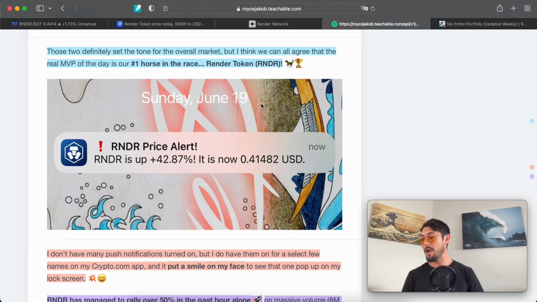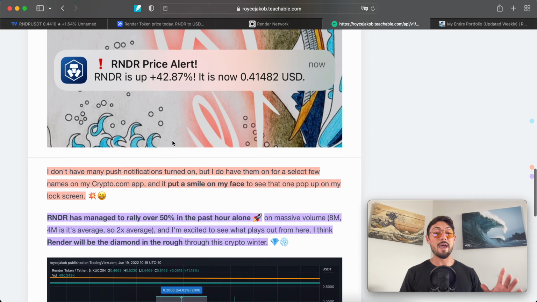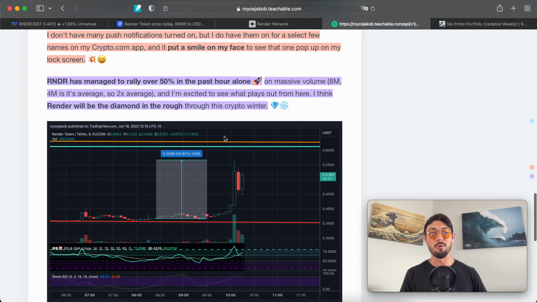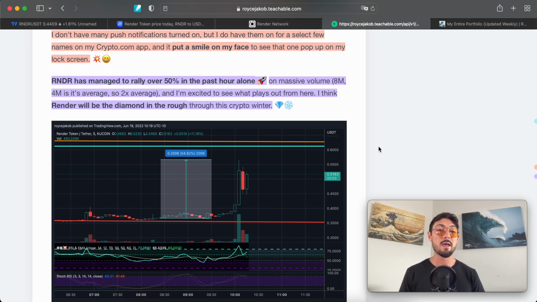So you guys got the phone right here. I do not have many notifications on, but I do have pop notifications for a select few names in the crypto.com app, and it put a smile on my face to see Render pop up on my lock screen. RNDR up 42.87%. Okay, so Render has managed to rally over 50% in the past hour alone on massive volume, which we will take a look at on CoinMarketCap as well. Take a look at that 24-hour volume, which is staggering relative to its market cap. And I'm excited to see what plays out from here. I think Render will be the diamond in the rough through this crypto winter.